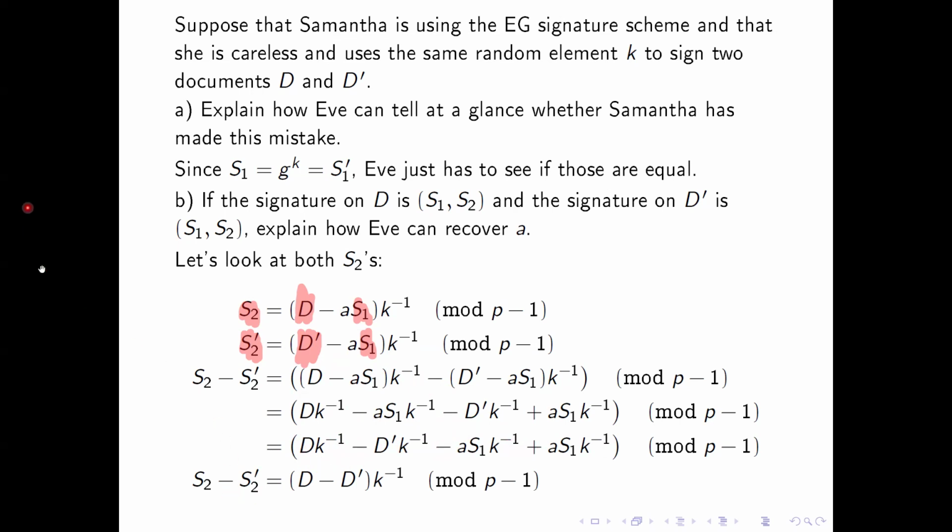Now notice, again, what is known and what is unknown. Eve has access to both these numbers independently, so she can quickly calculate what is S2 minus S2 prime. She can similarly calculate this. Now, here's the point. All of this would have to be done not actually in a computer, but symbolically, to get this formula. And once you have this formula, you realize, hey, essentially, I'm giving Eve something that looks like this.